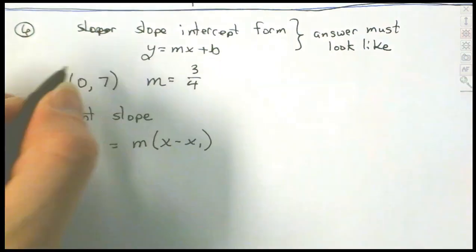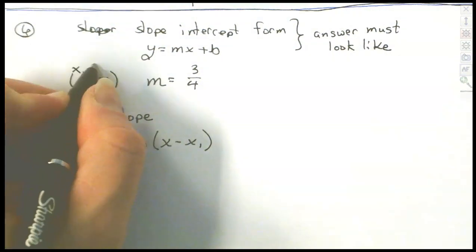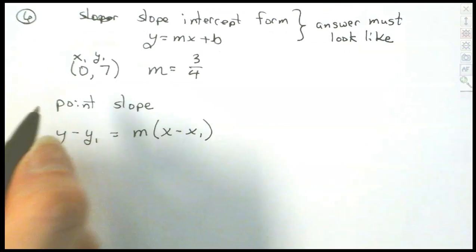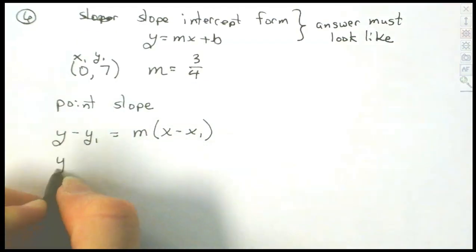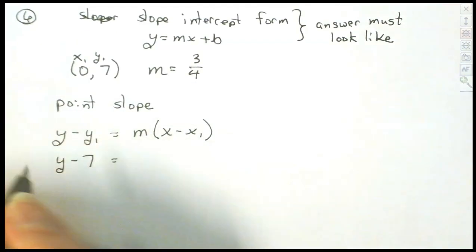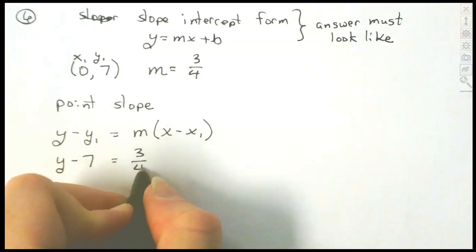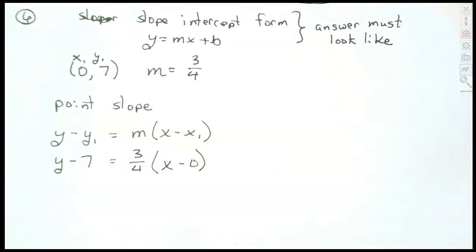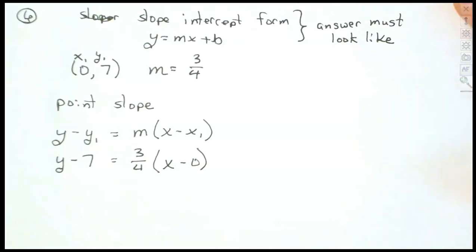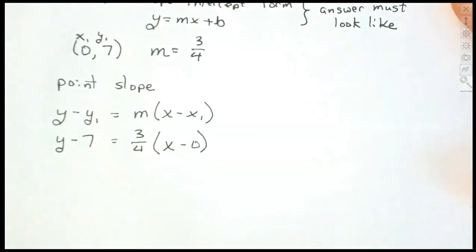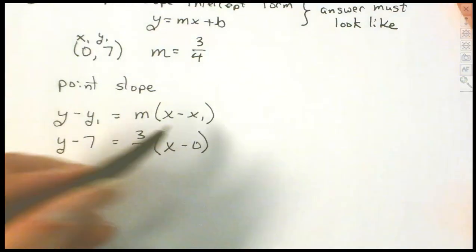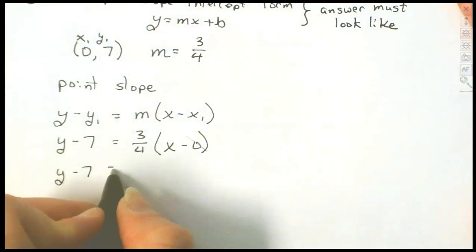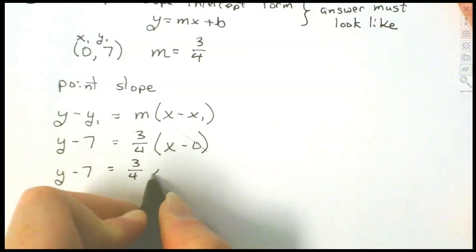And we label our ordered pair x1, y1, and we plug it in. So that's going to be y minus 7 equals 3/4 times x minus 0. So we went and we filled it in. The 0 doesn't do anything, so that's gone, right? So we can rewrite this as y minus 7 equals 3/4 x.